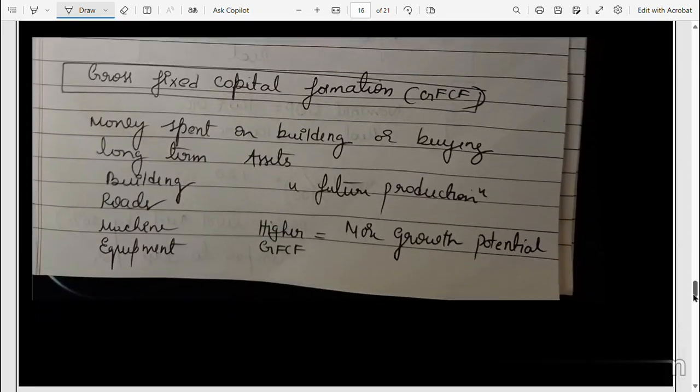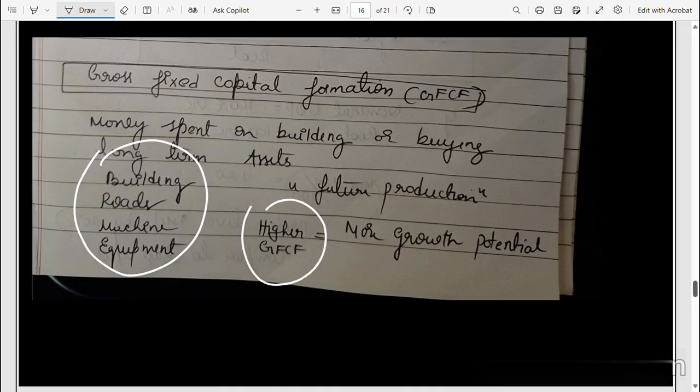The next concept is the gross fixed capital formation, GFCF. So what is this gross fixed capital formation? The money spent on building or buying long-term assets such as buildings, roads, machines, equipment. So this is basically for future production. Like if you think that if I invest in buildings, it will help me further. If you feel that your investment will help you in future, that is called gross fixed capital formation.